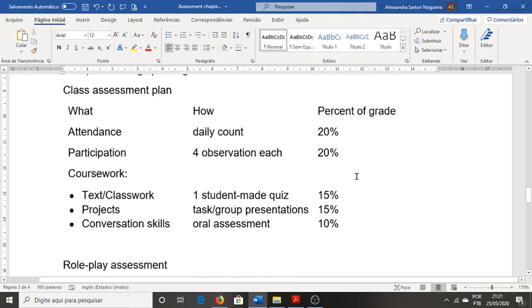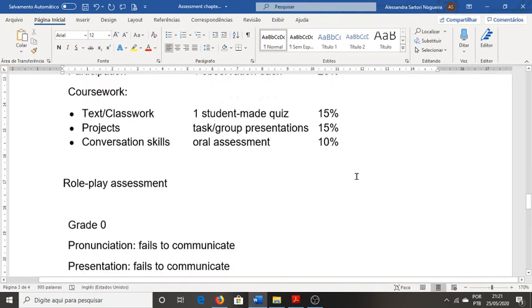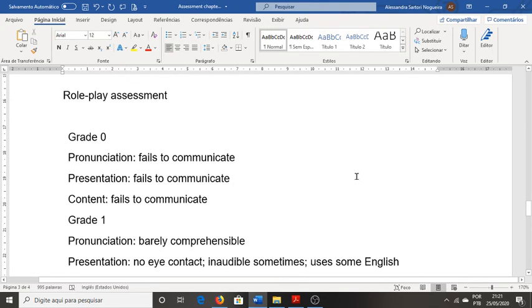You have some activities that are going to be graded, how much you're going to grade, what is the % of grade, and how you're going to grade. Another example is a role play assessment. In the book, Graves says role play, but I think it's good for seminars too.